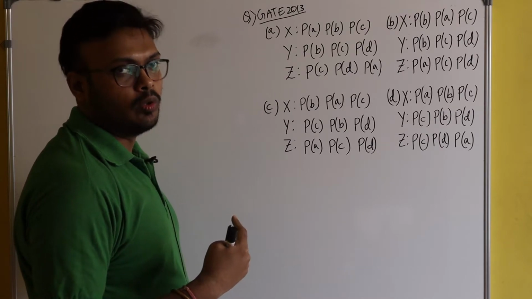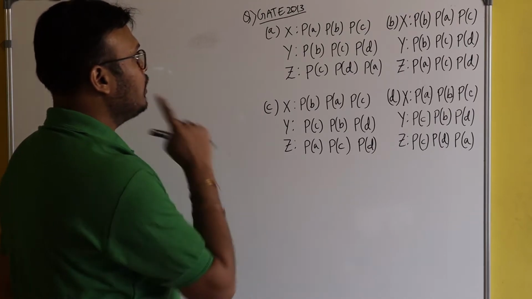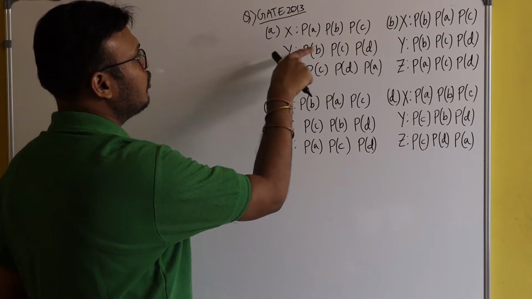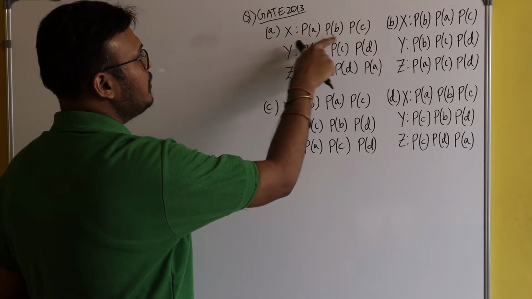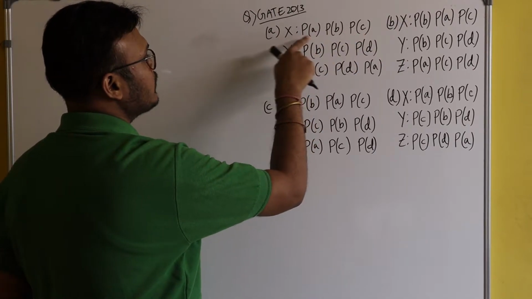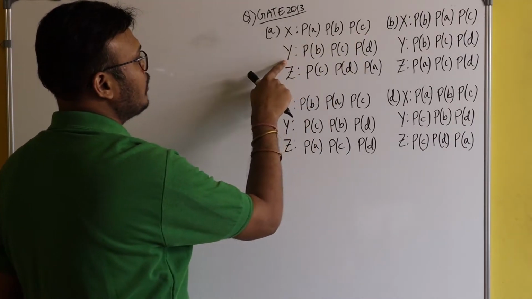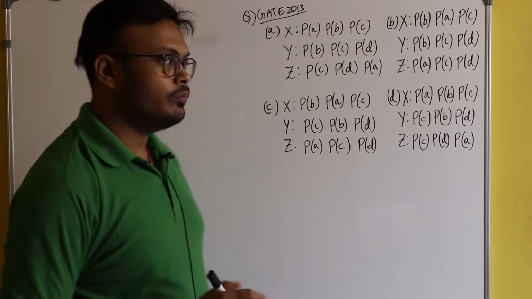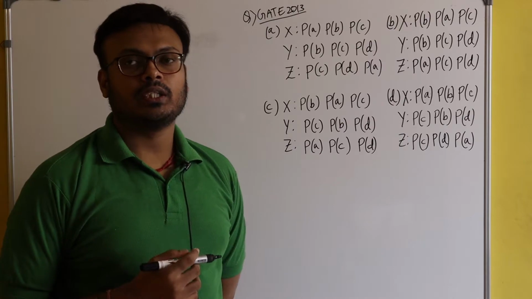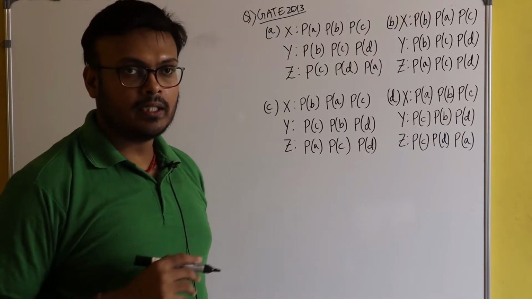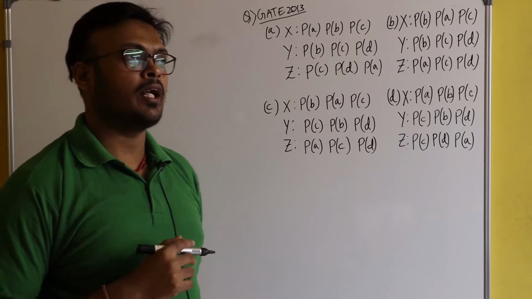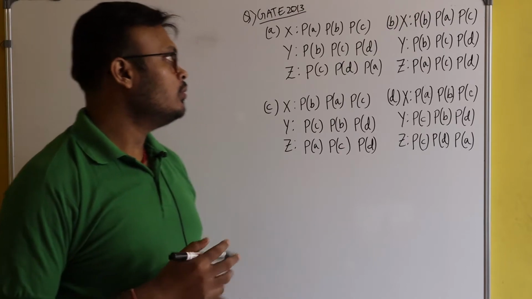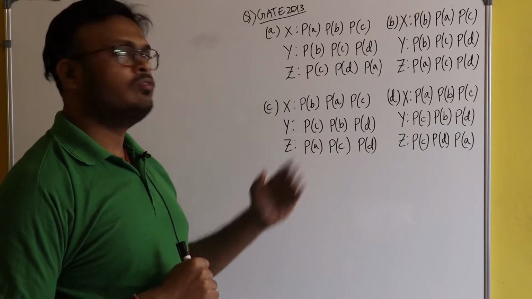Also, each process before entering into the critical section must execute the entry section code. Process X must execute its respective code, PA, PB and PC. Process Y will execute its code, and process Z will execute its code. While entering into the critical section, there is a chance of deadlock, as we have already seen in the previous lecture, where I explained how deadlock can occur in binary semaphores. On that basis, we will solve the question.